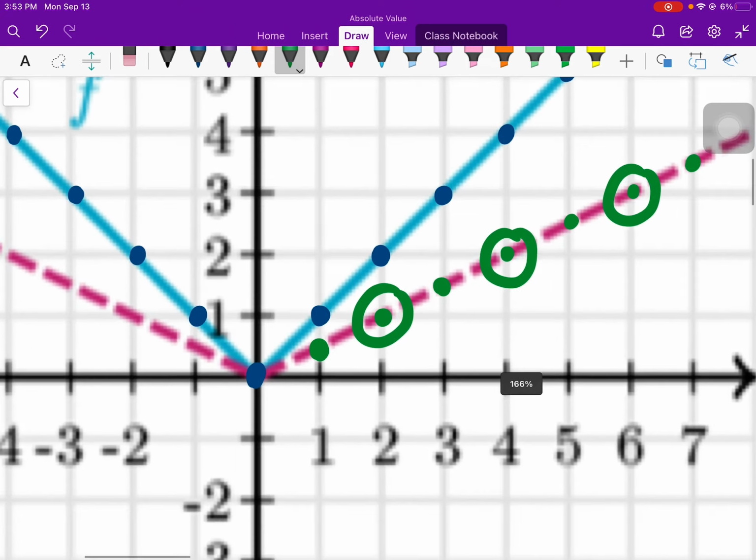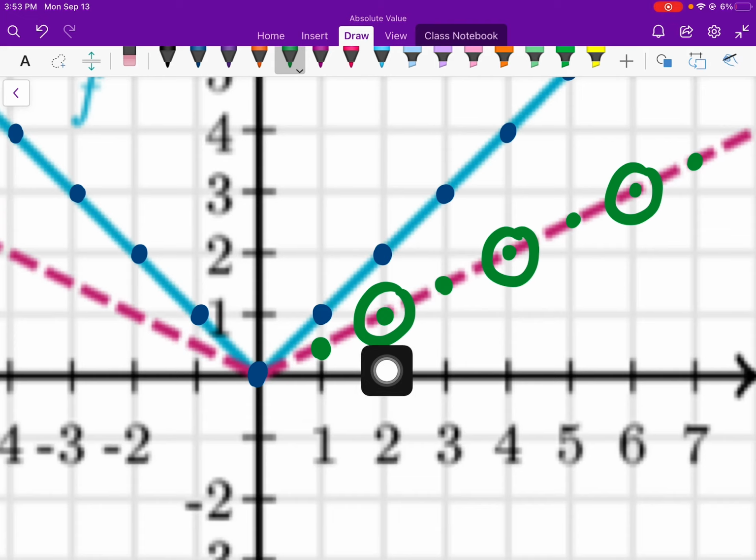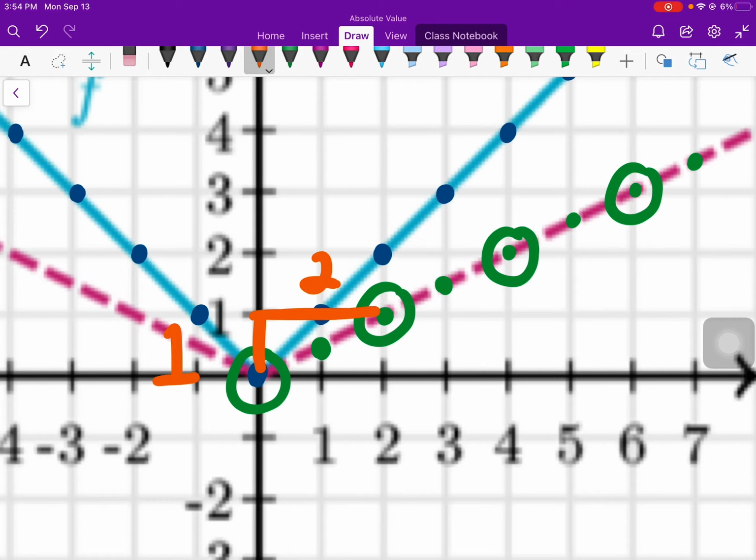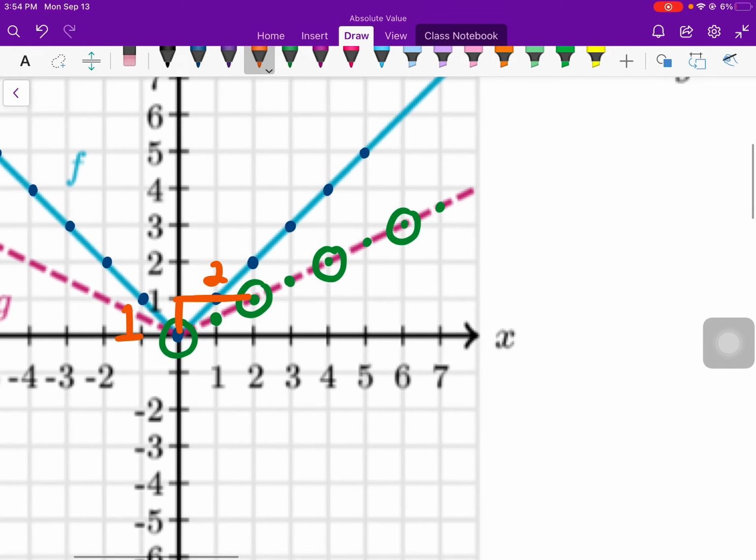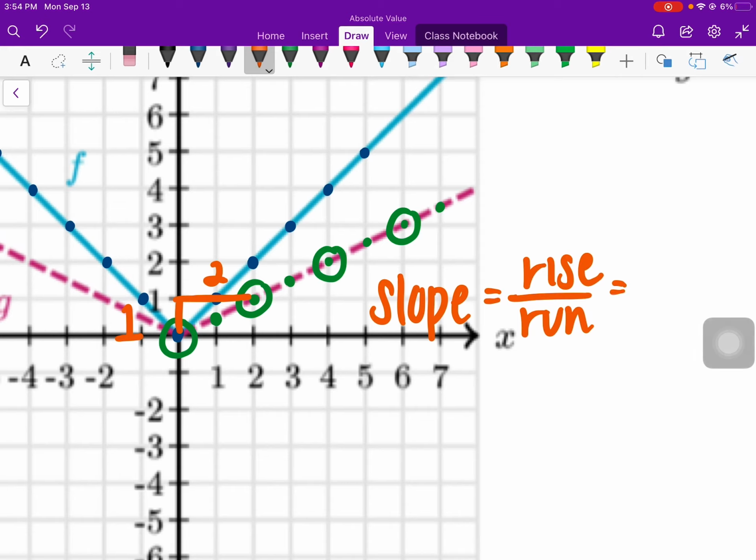Now, for those that do cross, that's actually representing the slope. So I want to count from this point, which is our center, to this point here. We want to see how much we're going up and down and how much we're going left and right. We go up 1 and we run 2. So this is talking about slope. Slope is equal to the rise over the run. How much we're rising is 1, how much we're running is 2. So A equals 1/2.